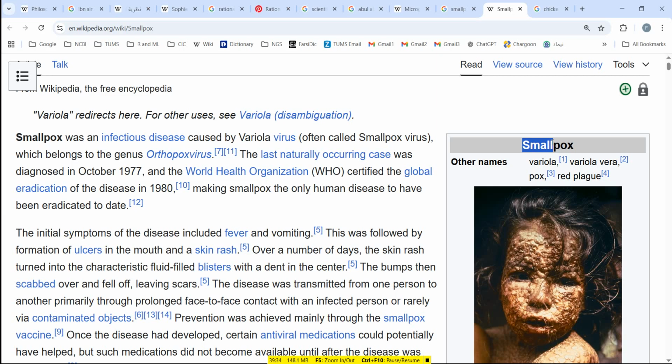So do we have a greater pox? So I let you guys research that.